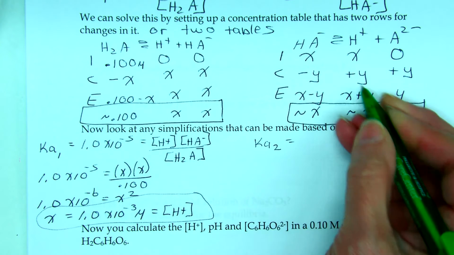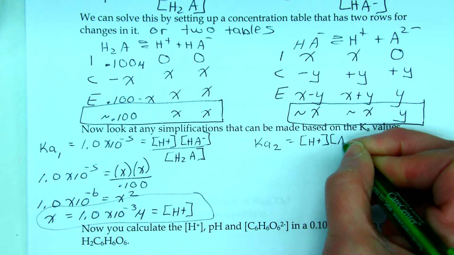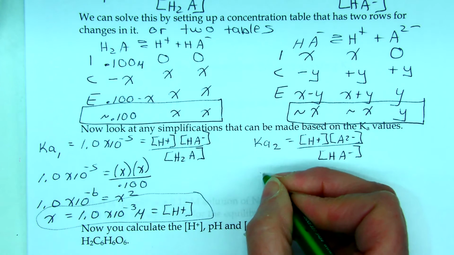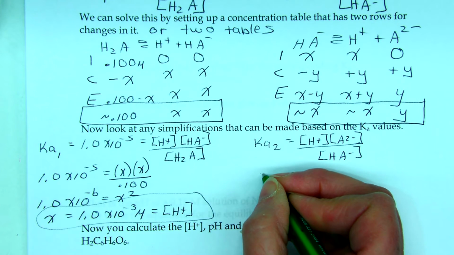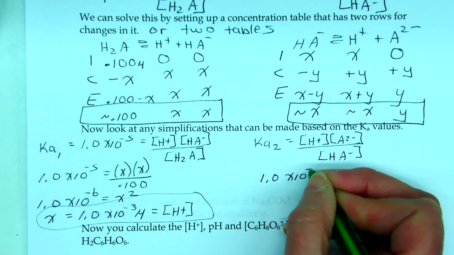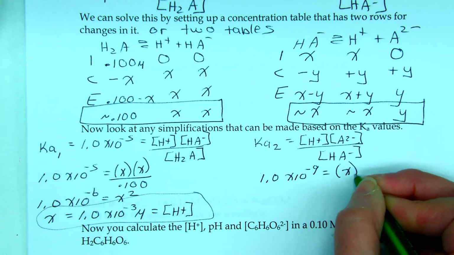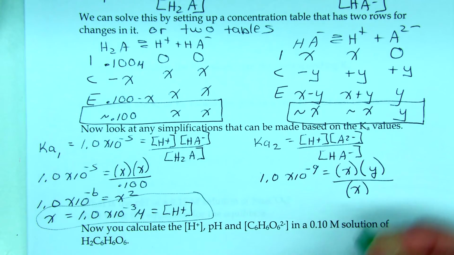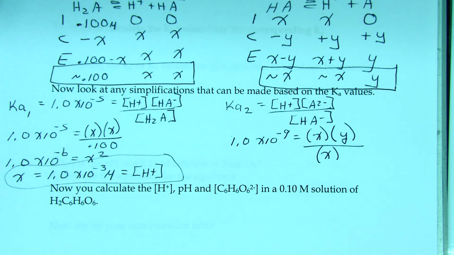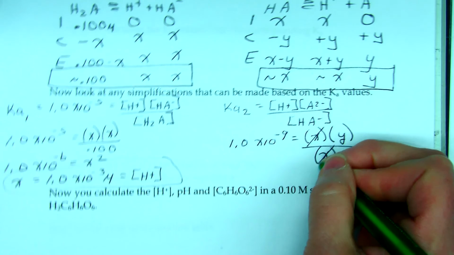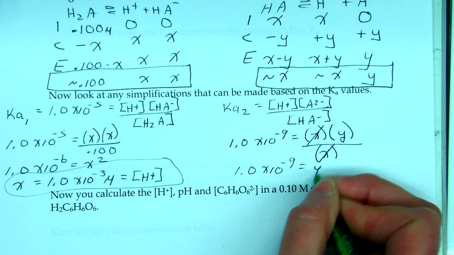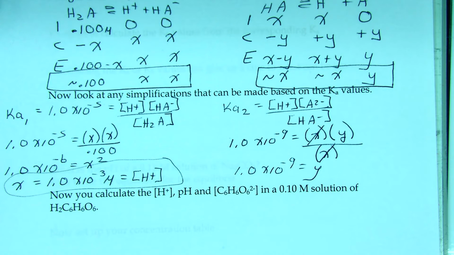Ka2 is equal to the hydrogen concentration times the A2 minus concentration divided by the HA minus concentration. So Ka2, 1.0 times 10 to the negative ninth, is equal to the hydrogen concentration X times the A2 minus concentration Y divided by the HA minus concentration X. Now look at that algebraically and tell me what happens here. You cancel out the X's. So Ka2, 1 times 10 to the negative ninth, is equal to Y. So I don't even have to do any multiplying and dividing.